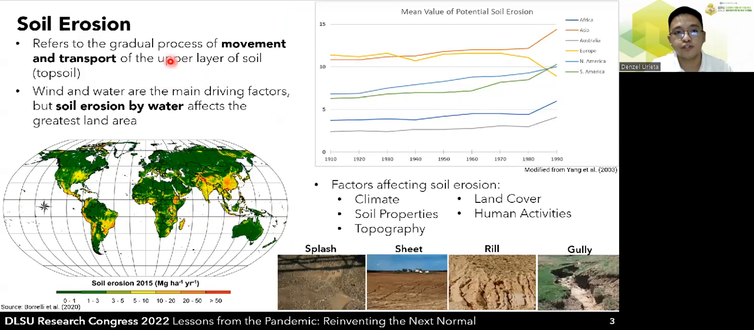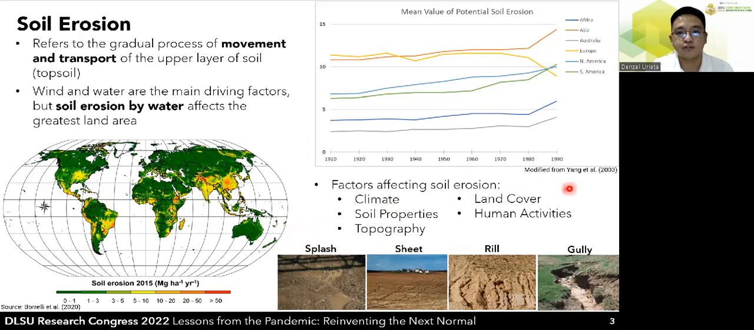So, soil erosion refers to the gradual process of movement and transport of the upper layer of soil, or called topsoil. Wind and water are the main driving forces, but soil erosion by water, or rainfall-induced erosion, affects the greatest land area. Furthermore, it's globally more studied. And these are the different types of soil erosion by water, which we have splash, sheet, rill, and gully erosions. And the resulting transported and detached soil particles cause sedimentation to a nearby water body.